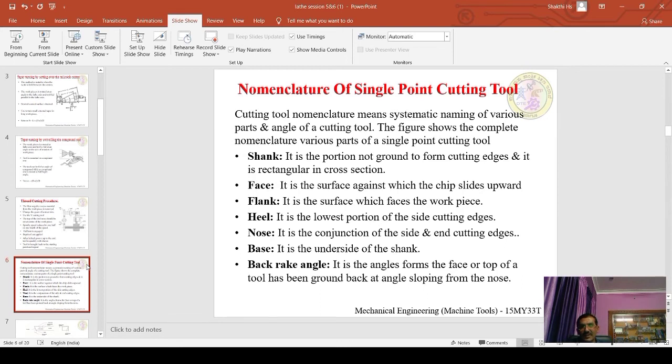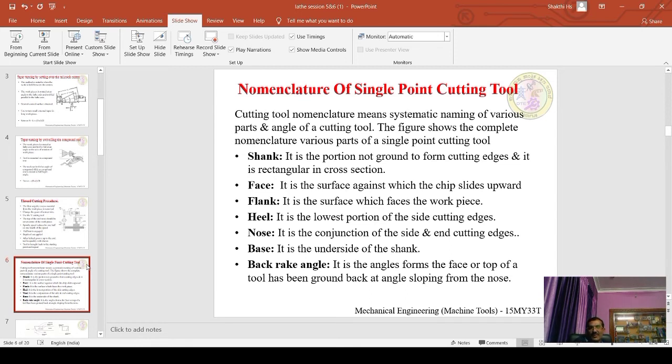Nomenclature means the different parts of that single point cutting tool and the different angles. Cutting tool nomenclature means systematic naming of various parts and angles of cutting tools. The figure illustrates the different parts of a single point cutting tool. First one is the shank. The shank is the portion not ground to form the cutting edges, and it is rectangular in cross section.